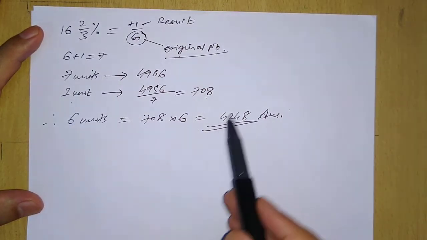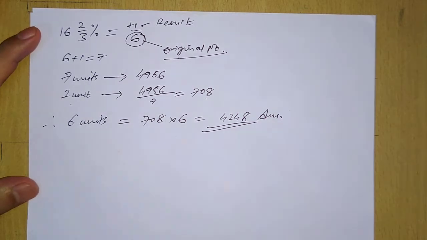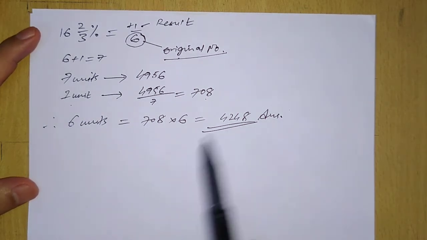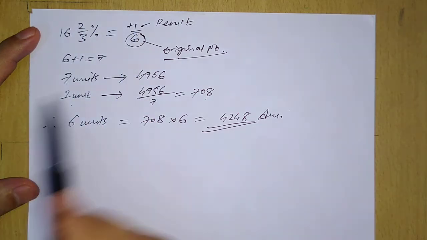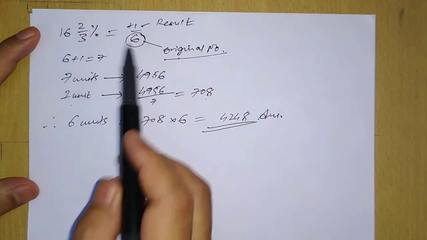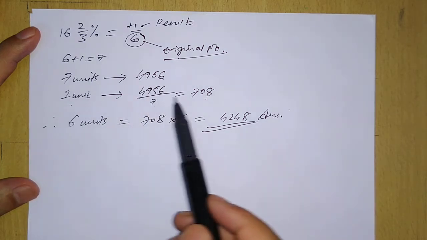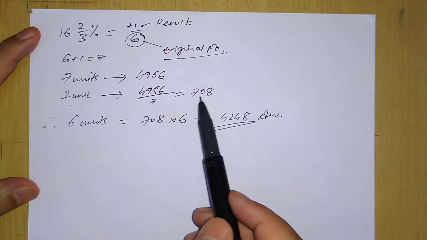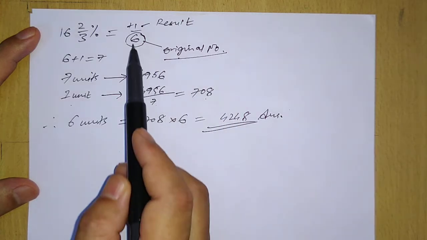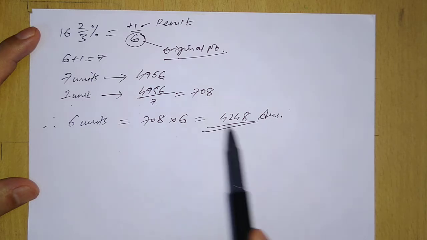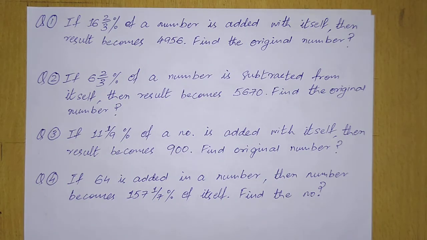Now all these things are for your explanation. In exam, you need to calculate this in your mind. You know that 16 2/3% is 1/6. So 6 plus 1 is 7. 7 units is representing how much? 4956. So 1 unit will represent 4956 divided by 7, 708. So the original number will be 6 into 708, which will give us 4248. Let's see question number 2.